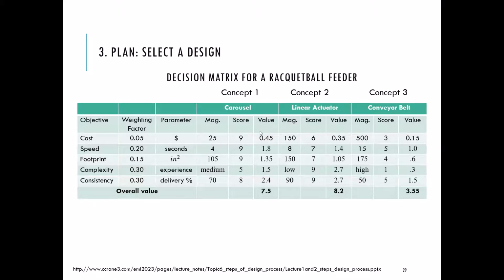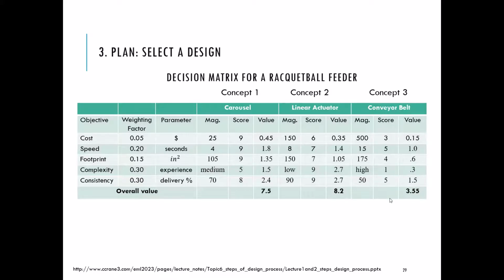The value is basically when you take that score and you multiply it by the weighting factor. So 0.05 times 9 gets you 0.45. You do that for each of the objectives, and then you add them all up, and then you get your overall value. So in this case, the carousel got a score of 7.5, the linear actuator got a score of 8.2, and the conveyor belt got a score of 3.55.